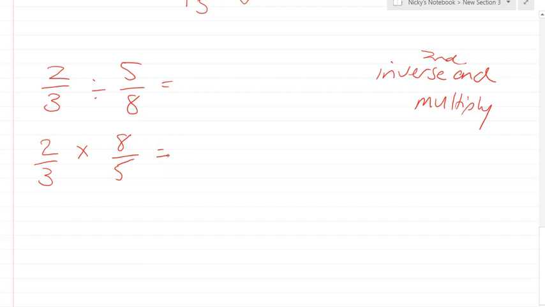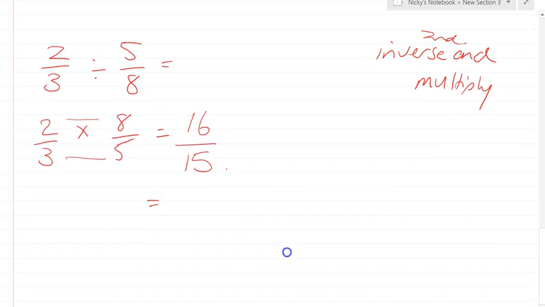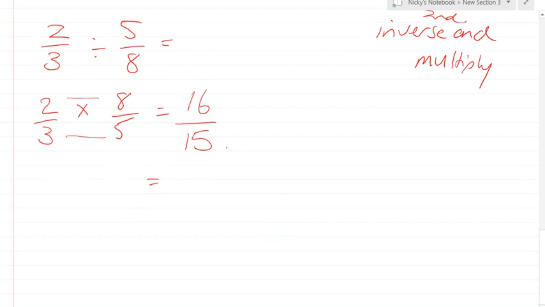Can I cancel? In this example, I can't. There's no way that the 2 and the 5 would cancel, and the 3 and the 8 in the individual fractions can't cancel either. So that saves us some time. 2 times 8 is 16. 3 times 5 is 15. It's an improper fraction, so to make sure that we have a simplified answer, I'm simplifying it to a mixed number. So 15 goes into 16 one whole time, 1 remainder over my denominator of 15.